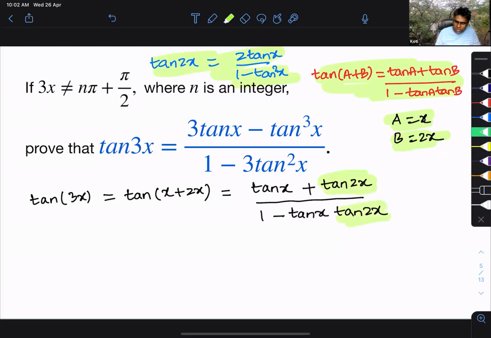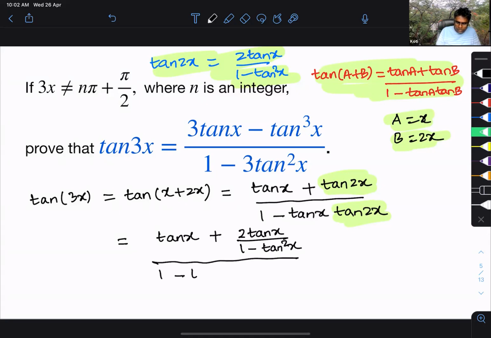Okay, so you have it in these two places. Again, pay attention to the right hand side. I have tan x plus 2 tan x by 1 minus tan square x, divided by 1 minus tan x multiplied by 2 tan x by 1 minus tan square x.